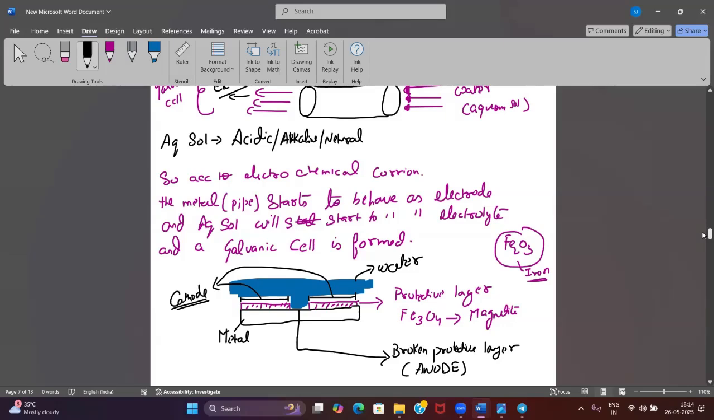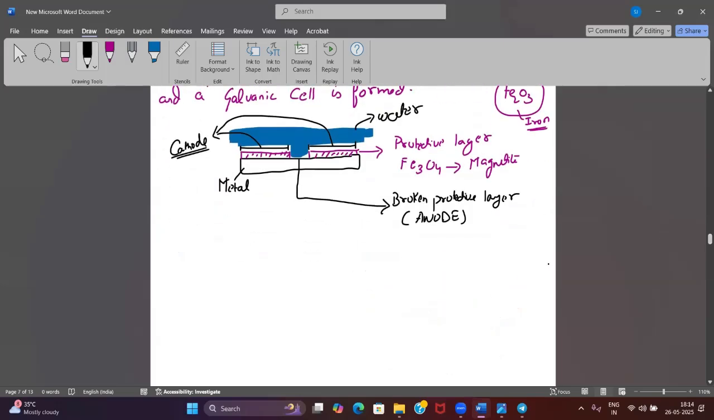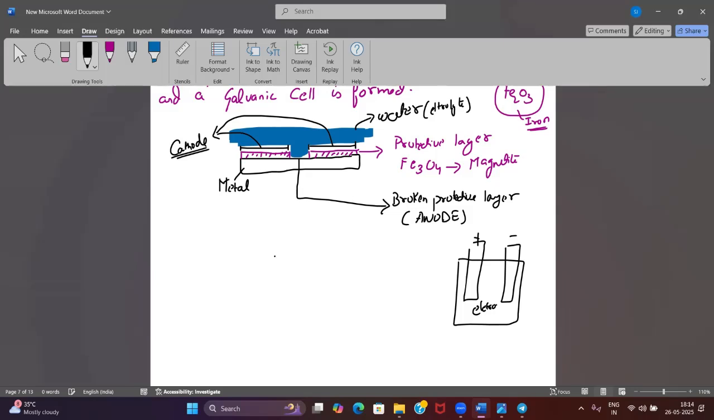What does a galvanic cell have? You have one anode, one cathode, and an electrolyte. So here too the same has formed. You have anode, you have cathode, and you have electrolyte. Electrolyte is your water. Do you agree?